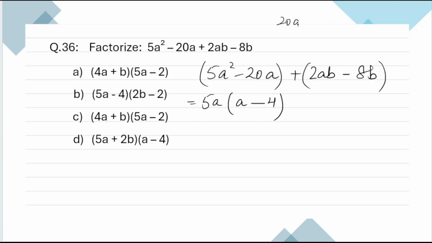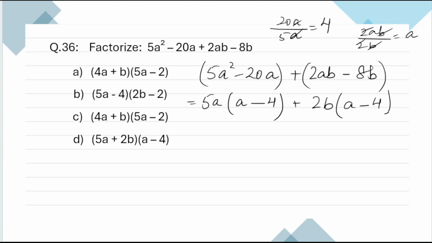Look, 20a divided by 5a. A cancels, 20 divided by 5 is 4. Plus, what can I take out common from these two terms? It's 2b. 2ab divided by 2b, I can write it here. So 2 cancels, b cancels. What is left? a. Minus 8b divided by 2b is just 4.